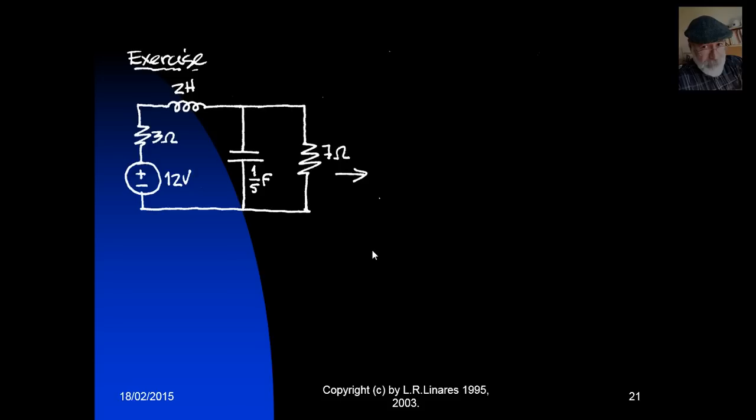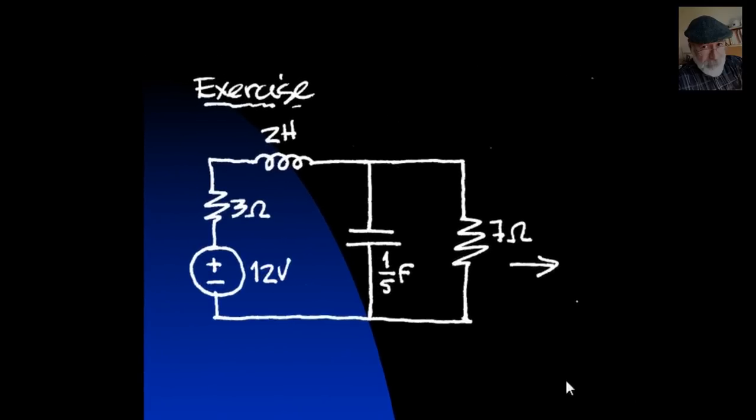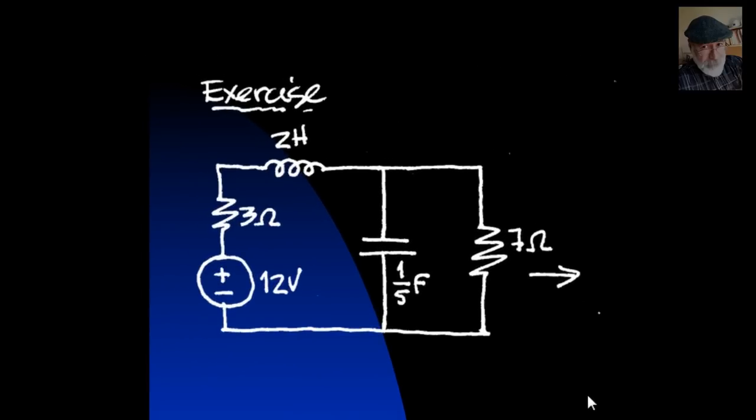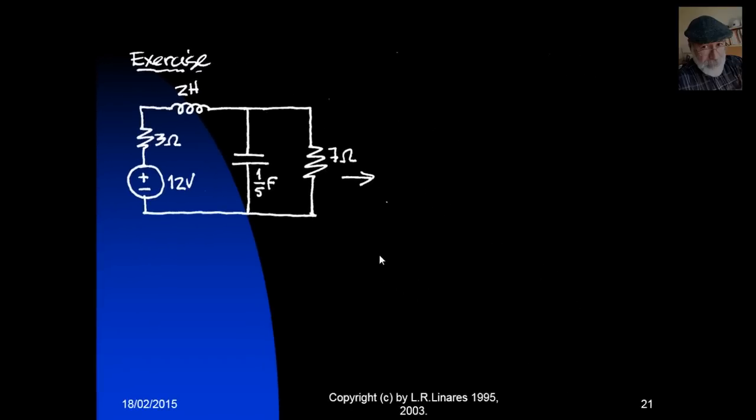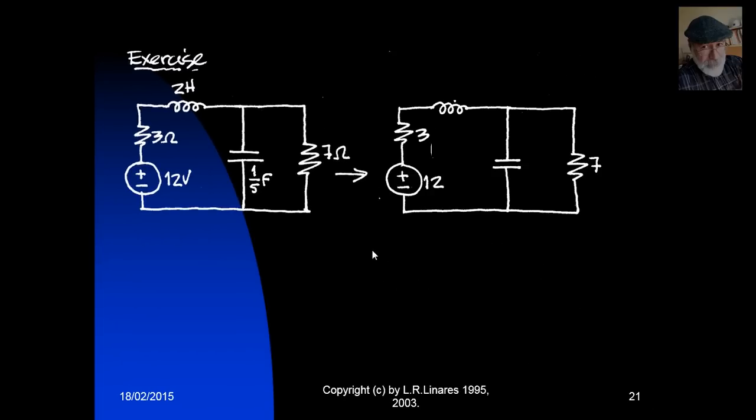Let's do an exercise. Let's take this circuit. We have one DC source 12 volts, resistor 3 ohms, an inductor 2 Henries, a capacitor 1 over 5 farads, and another resistor 7 ohms on the far right. The first thing is to replace all the reactive elements by their p impedances. And they will be 2 Henries becomes 2p. 1 over 5 farads becomes 5 over p.